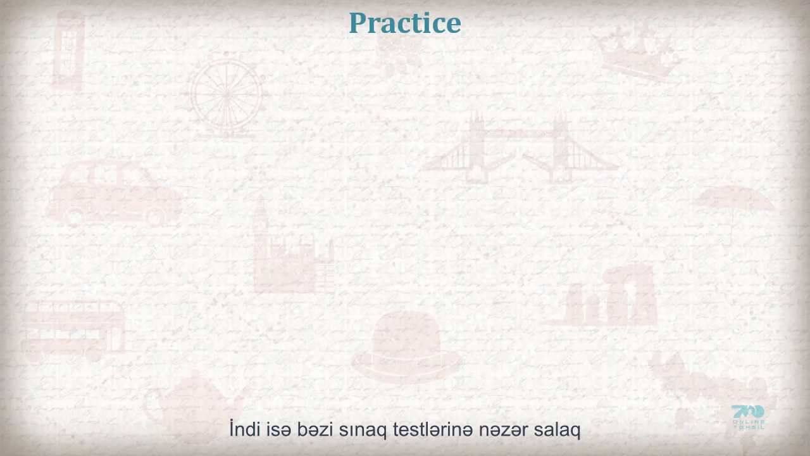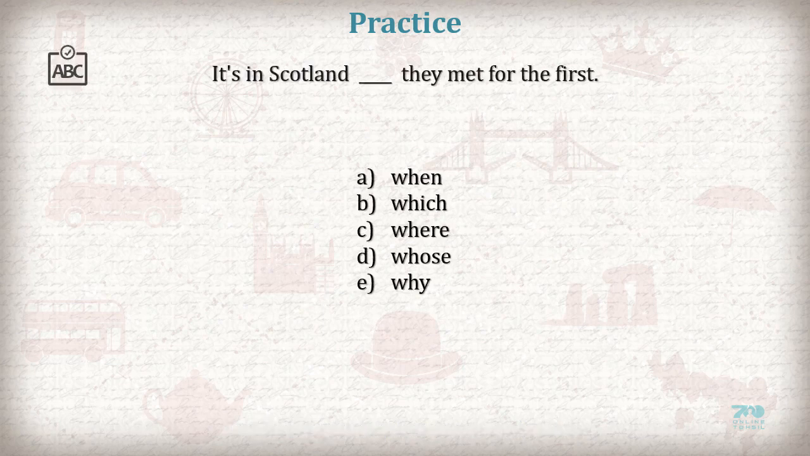Let's have some trial test now. You have to choose the right answer. It is in Scotland. They met for the first time. A. When. B. Which. C. Where. D. Whose. E. Why.